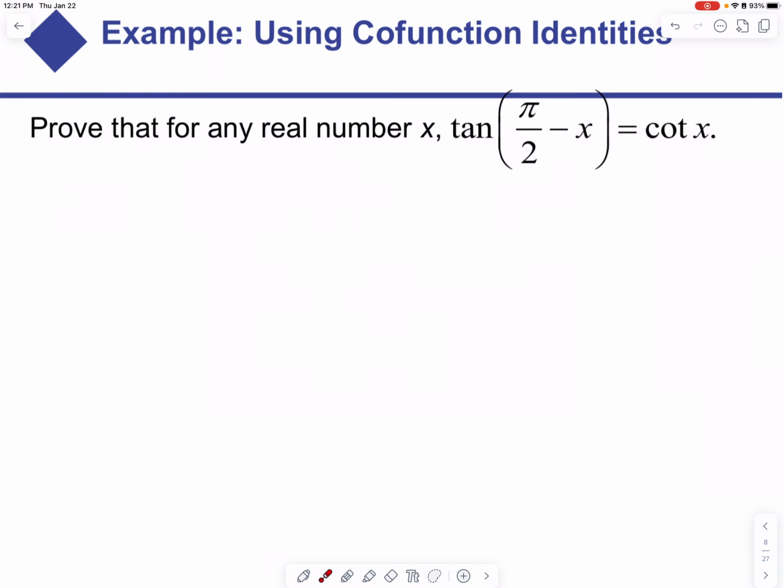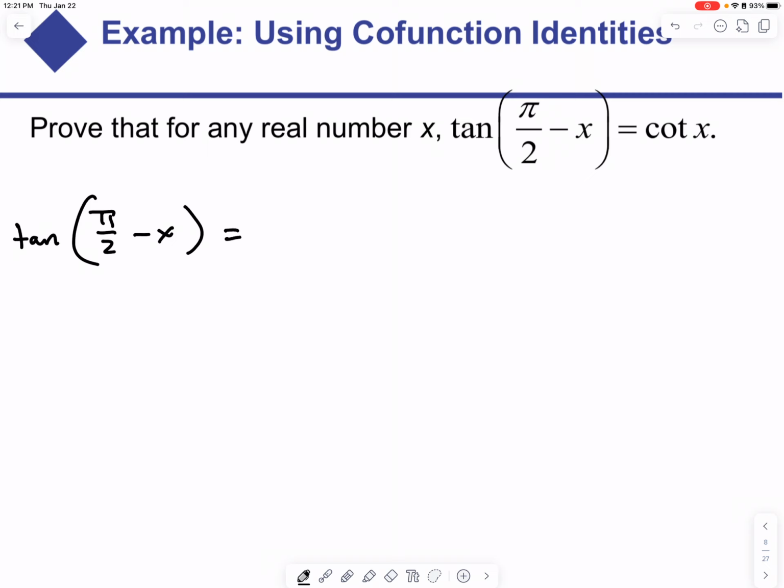So we want to prove that for any real number x, the tan of pi over 2 minus x equals cotan. Okay. So let's start with what we're given. And we got the tan of what? Pi over 2 minus x. Again, we're taking the tan of that guy. Okay. So tan is what?